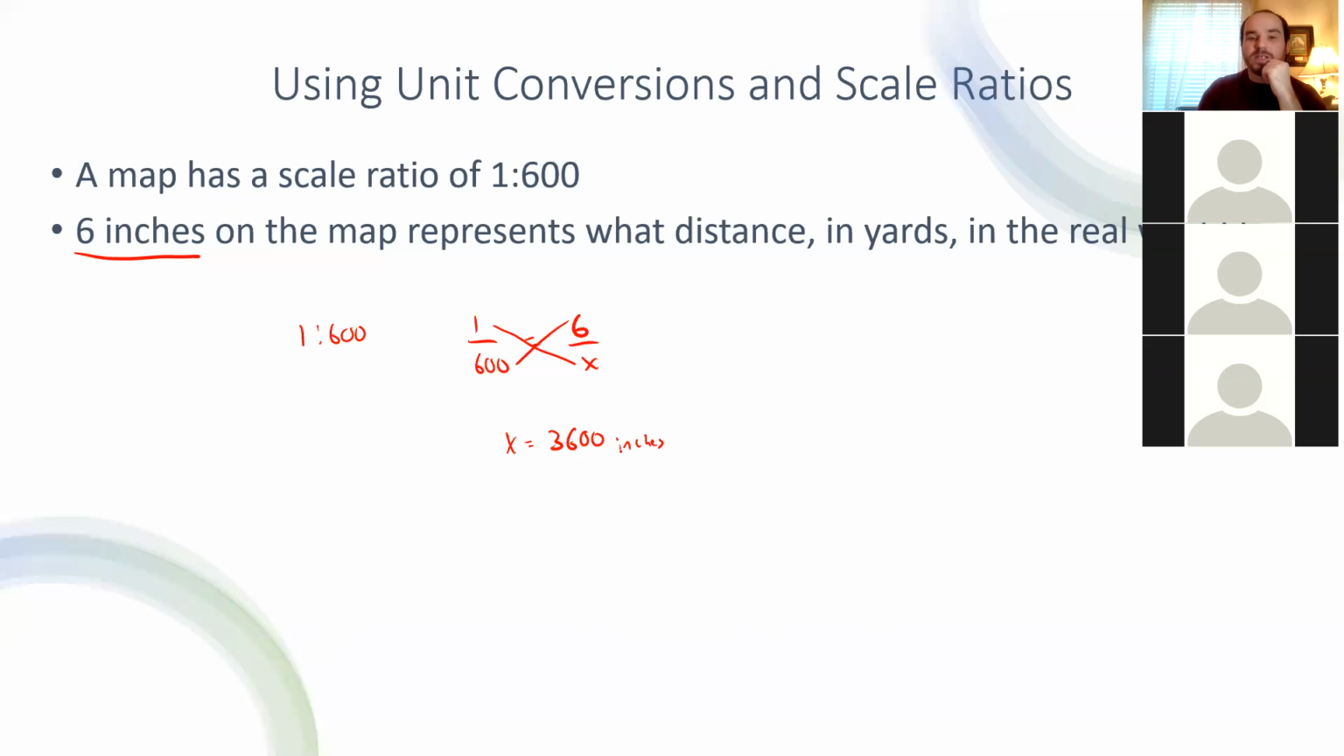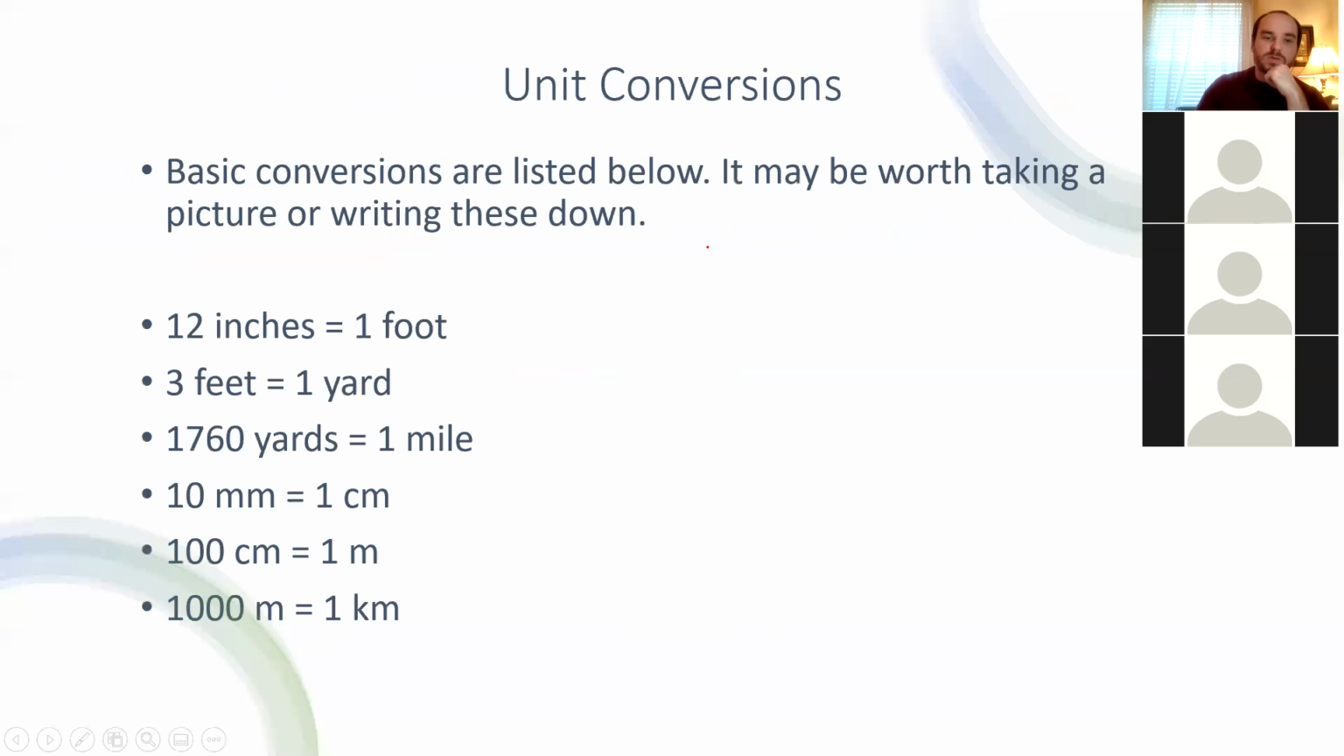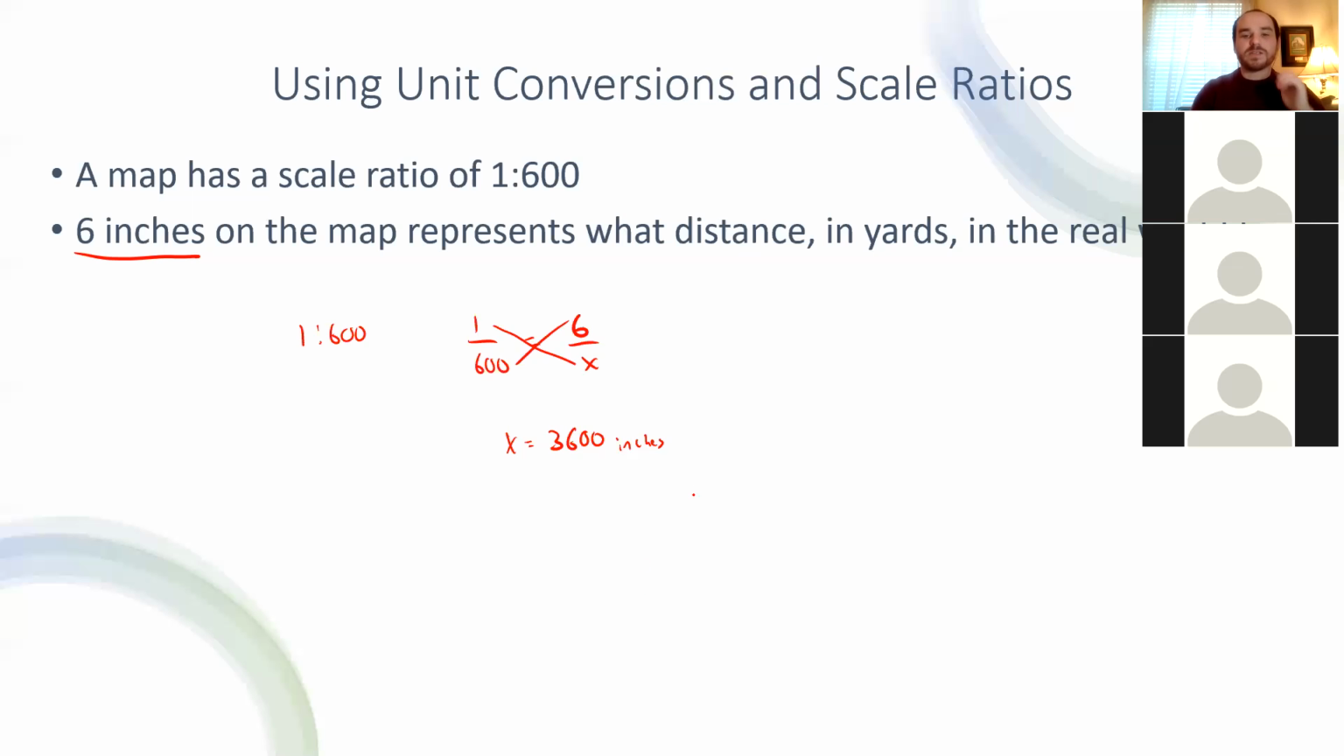Then we need to convert our inches into yards. To do that, we have to go from inches to feet, and then from feet to yards. And like Tristan said, since we're going up in units, we're going to be dividing. So to get from inches to feet, we take 3,600 and divide that by 12. That's going to give us 300. So we now have 300 feet.